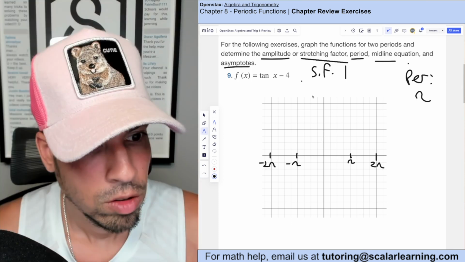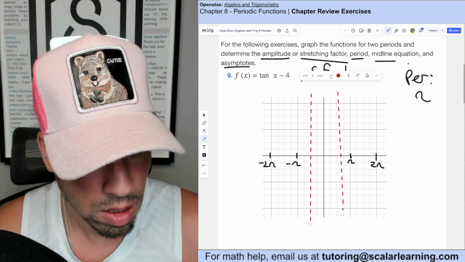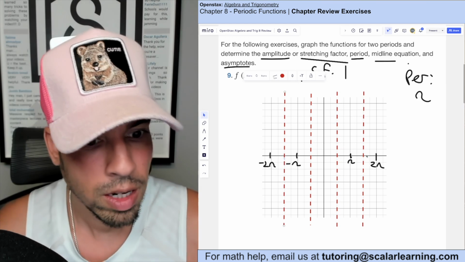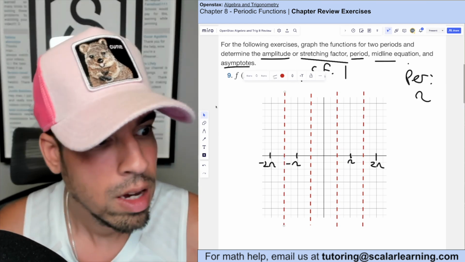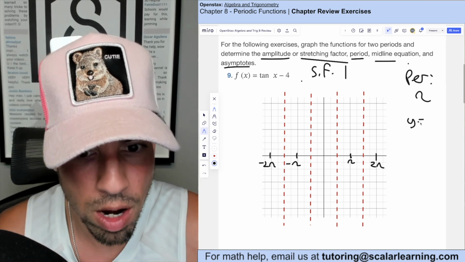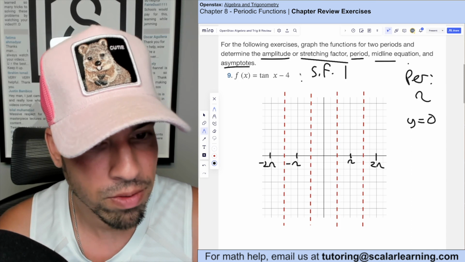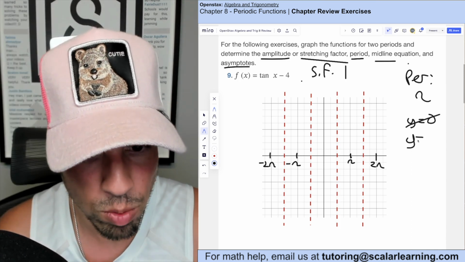So let me give you an example. So my vertical asymptotes are going to be here at negative pi halves, then plus pi at pi halves, and so on and so forth indefinitely. And if we want our midline equation, okay, for tangent, it's typically at y equals 0. It has been modified, sorry. So it's been dropped by 4 because of the vertical shift. So now it's going to be y equals -4.